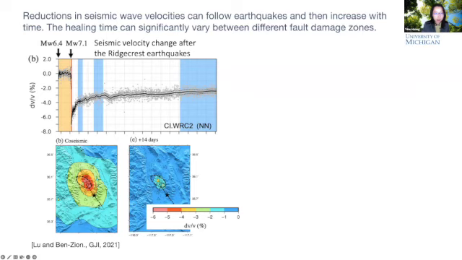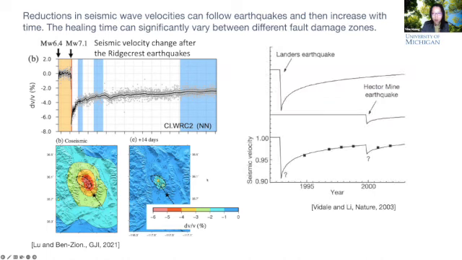If you look at the map image here, you can also see that most of the damage occurred close to the fault. Here is another observation from the Landers earthquake source region, from years of active seismic surveys. They showed that there could be slow healing of the near-source velocities over a 5-year scale. This is a much longer healing time compared to the healing time for the Ridgecrest source region.